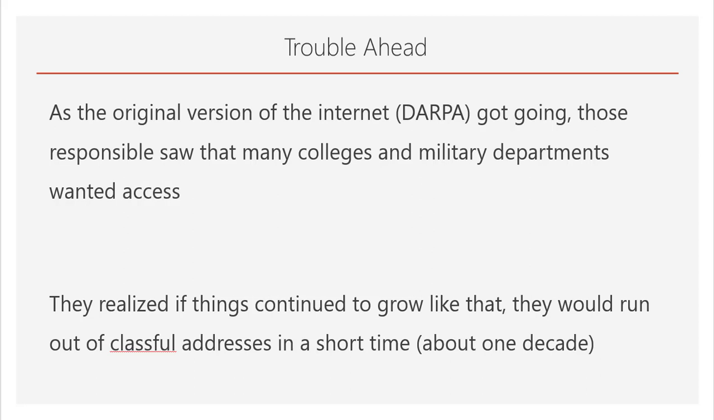As the original version of the internet, or DARPA, got going between a bunch of universities and military bases, those responsible for it saw that a lot of people wanted access and they were getting a lot of requests, and it was quickly growing in popularity. They realized that if things continued to grow like that, they would probably run out of addresses in a short time. Because remember, at this point we were all using classful addresses.